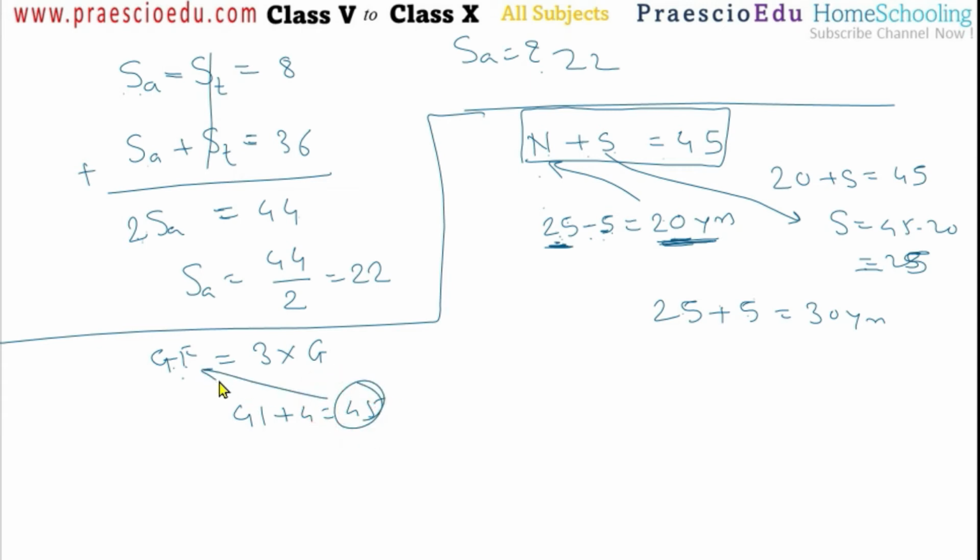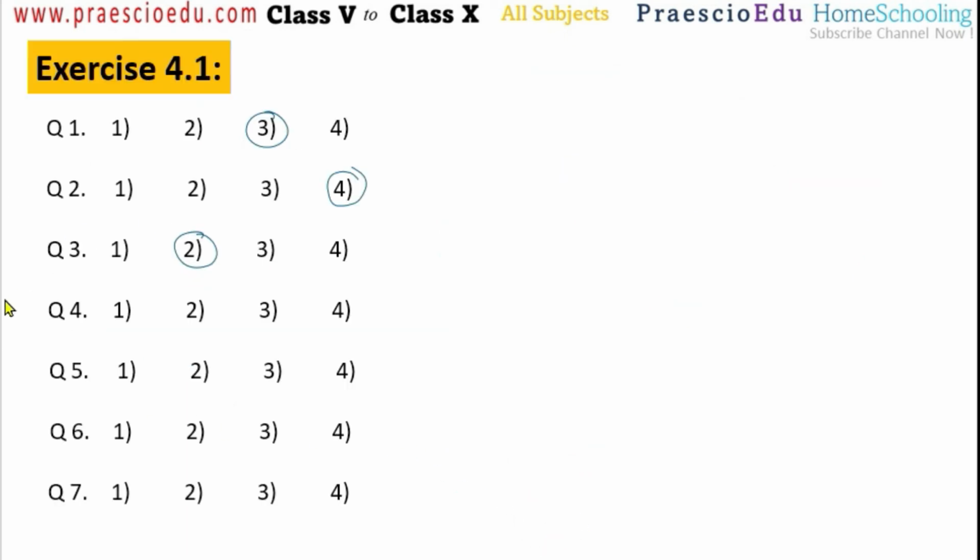So what was Guddu's age then, at the time when his father's age was 41 years? First we will find out the current age. So 45 is equal to 3 multiplied by Guddu's age. So G, Guddu's age, is equal to 45 divided by 3, because the 3 is in multiplication and will move to the other side as division. So 45 divided by 3 is 15 years. But we have to find his age at that time, which is before 4 years. So 15 minus 4 means 11 years old. And that is given in option number 1.